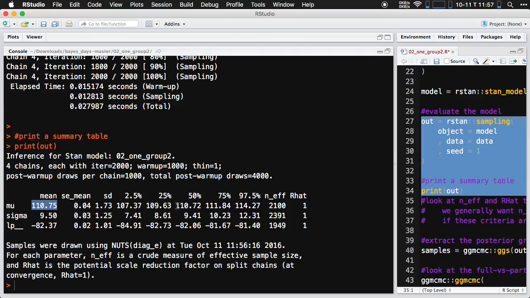The median is, again, way over here at the 50th percentile. That's what these columns are. The 50th percentile is also 110. The fact that the mean and the median are the same suggests that it's a symmetric distribution. This column, SE mean, you can pretty much ignore. This column, though, SD, is the variability of our posterior distribution.